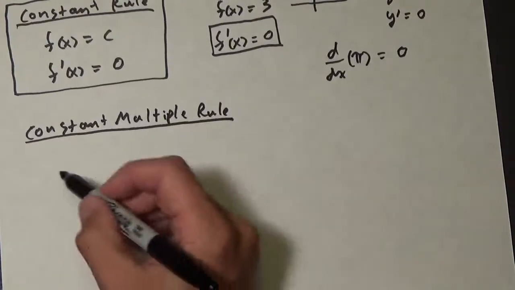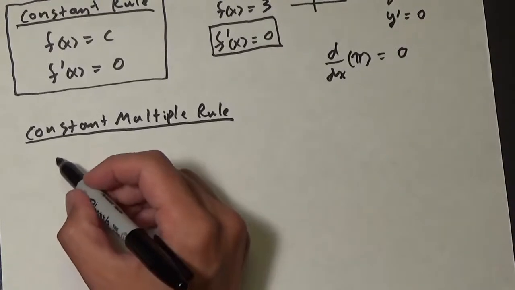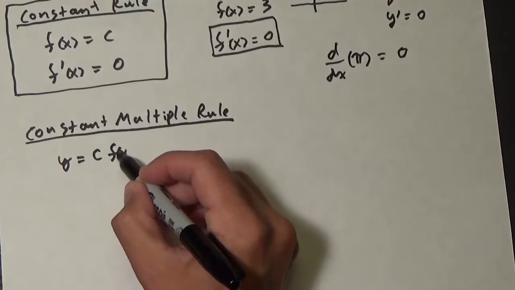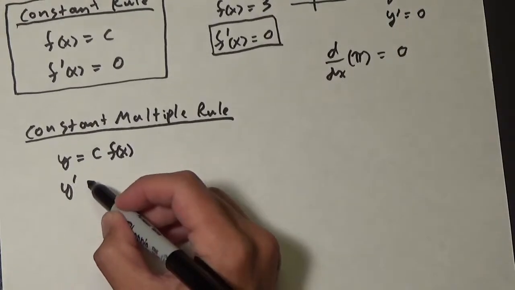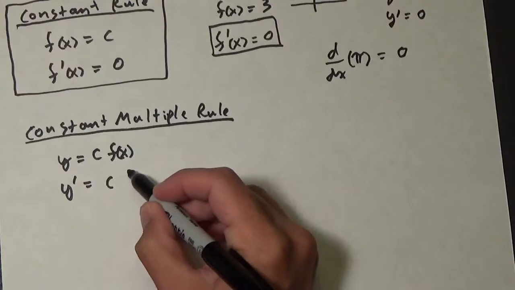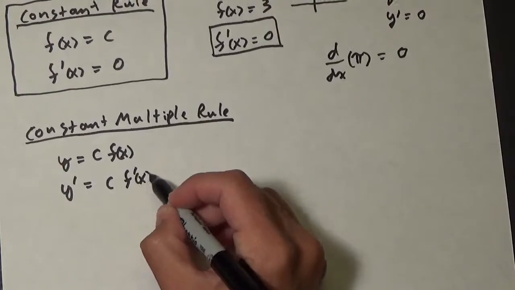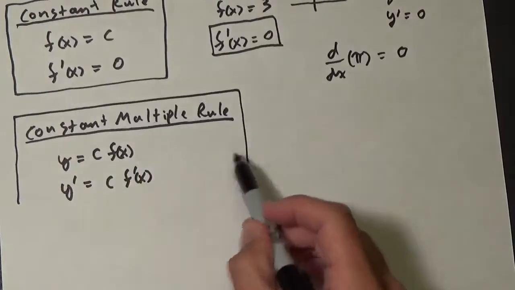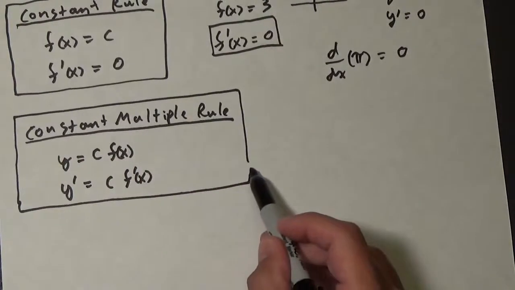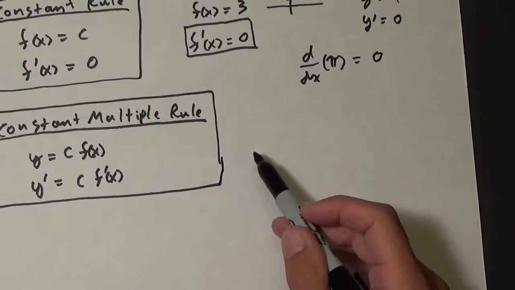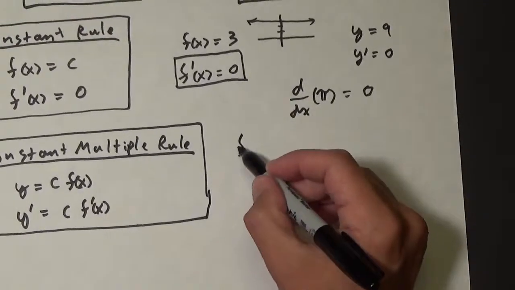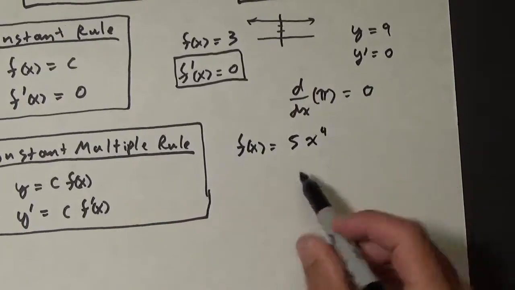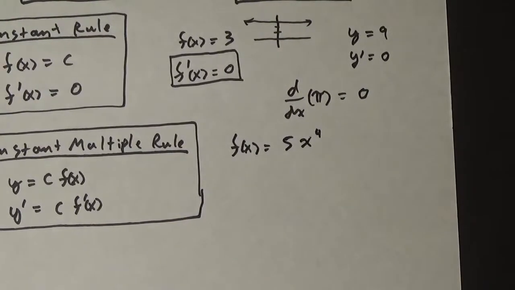Okay, so for the constant multiple rule, if I have y equals some constant times f of x, then the derivative is just going to be that constant times the derivative of f of x. Okay? So let's look at how this one might work. Let's say we have f of x equals 5x to the fourth. So we have a constant in front of that.